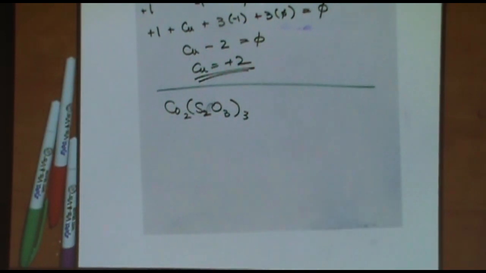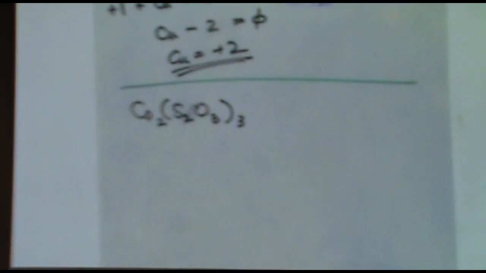All right, so what category is this? You see a metal, so it's ionic. You want to ask yourself, do I see a transition metal? Yes. So you may have the opportunity to name it in English or Latin.